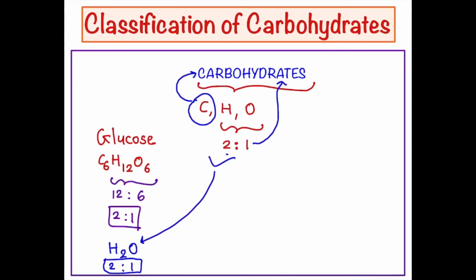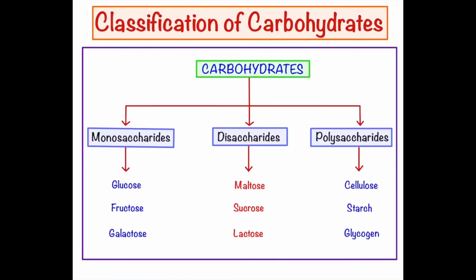Because the hydrogen to oxygen ratio is always 2 to 1 in each and every carbohydrate, that's why it is called hydrate. And as carbon is also present in them, that's why it is called carbohydrate. Clear? So now let's begin with the classification of carbohydrates. Here is the chart for the carbohydrate classification.